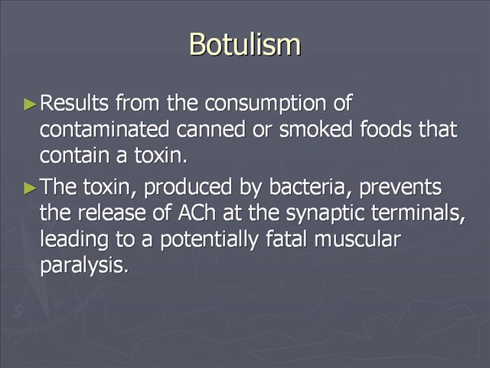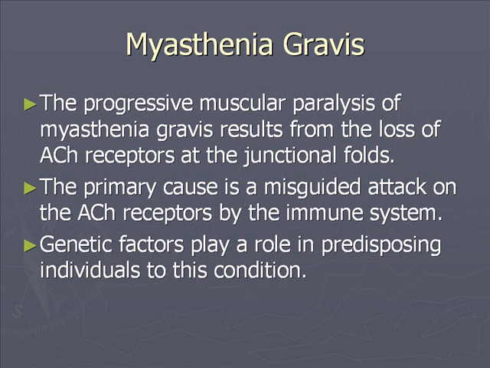Now, botulism, if some of you may be taking microbiology, Clostridium botulinum is basically a bacteria that can have a significant effect on the neuromuscular junction. It results from consumption of contaminated food, typically canned food. Some smoked foods will contain this toxin. The toxin is produced by a bacteria that prevents the release of acetylcholine at the synaptic terminal, and it can lead to a potentially fatal type of paralysis.